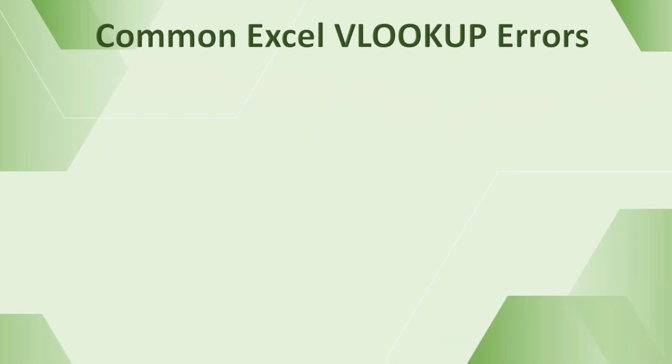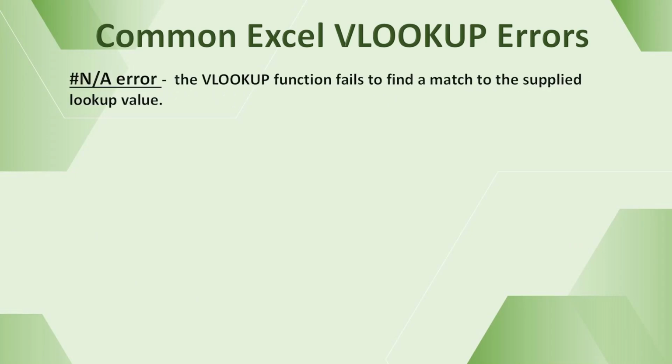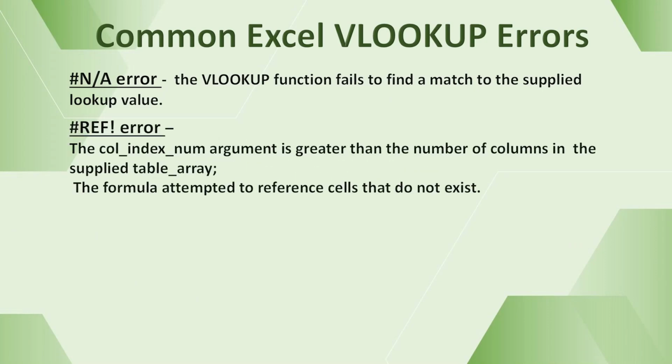Common Excel VLOOKUP errors. If you're encountering errors with the VLOOKUP function, it could be due to various reasons. Common issues include: NA error occurs if the VLOOKUP function fails to find a match to the supplied lookup value. Ref error occurs if either the column index number argument is greater than the number of columns in the supplied table array, or the formula attempted to reference cells that do not exist.